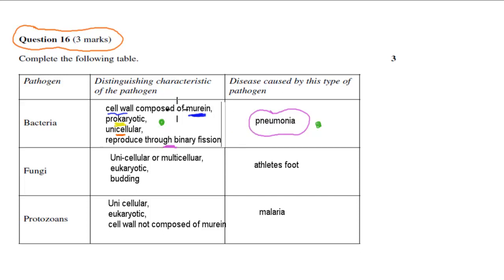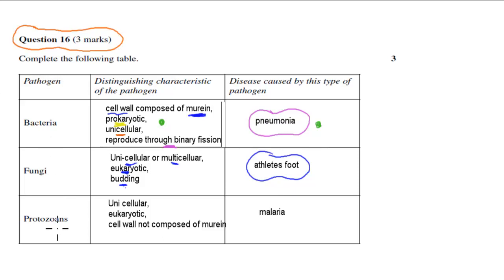Right, fungi, they are unicellular or multicellular. That's how they're a bit different to all the other ones. They are eukaryotic. That's how they're different to bacteria, because bacteria is prokaryotic. And they reproduce through budding. So that's how they're different to bacteria and protozoa, because they're the only ones that reproduce through budding. And disease caused by these types of pathogen, I just chose athlete's foot. Again, there's lots more different types of diseases you could have chosen as well. Thrush and candidiasis. Yep, there's a couple more.